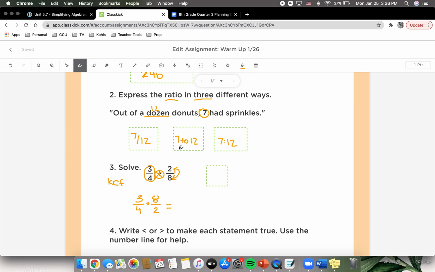Now we just have to multiply across. 3 times 8 equals 24. And 4 times 2 equals 8. And now we got to divide. 8 goes into 24 3 times. So your answer is 3.